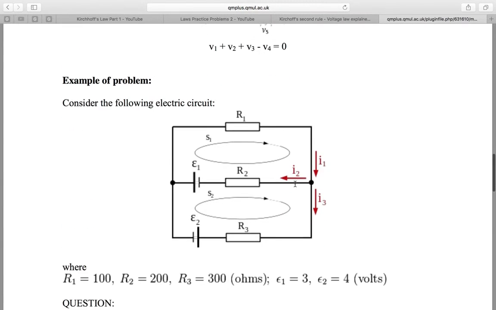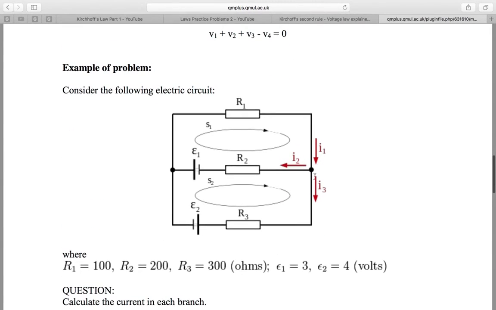Now let's have a look at a practical problem. We can see this circuit is made of two loops, and we're going to set up three equations to find out the currents I1, I2, and I3. So using Kirchhoff's first law, we can say that I1 is equal to I2 plus I3 because I1 is entering and I2 and I3 are leaving.